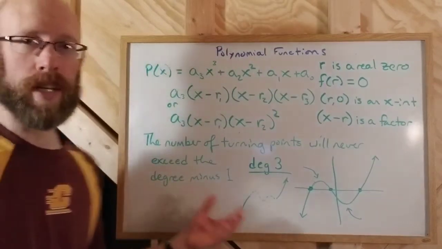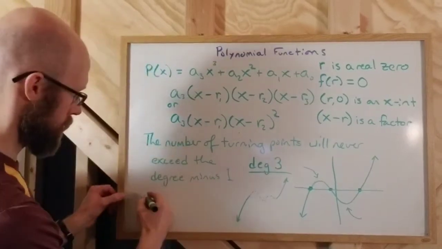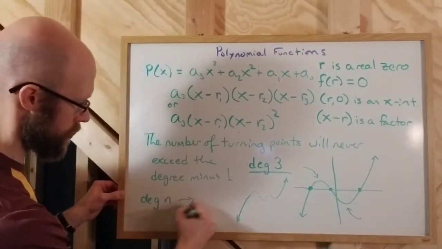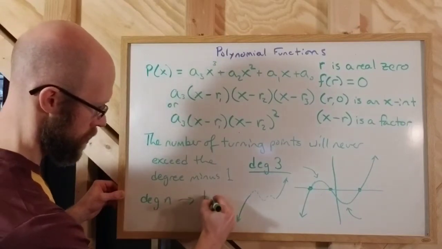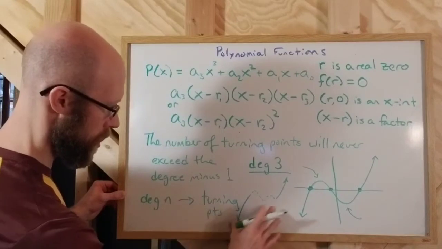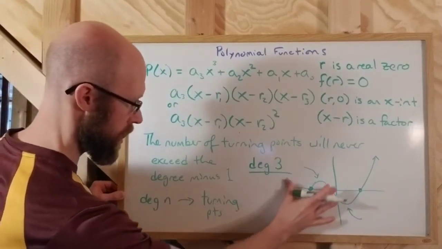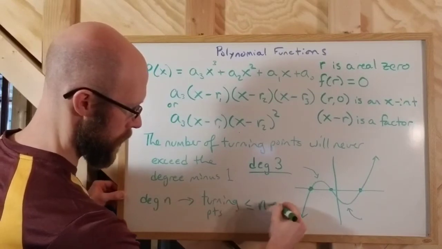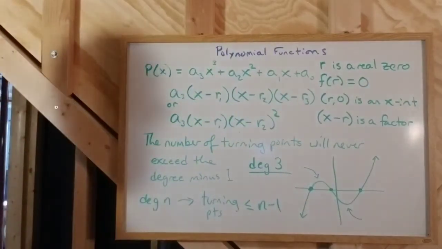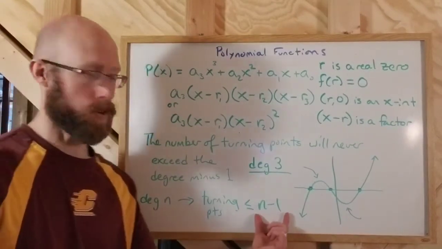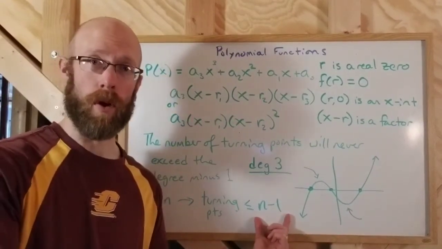Okay, so if your degree is n, if you have an n degree, then the turning points would not exceed, they'd have to be less than or equal to n minus 1. So if you have a degree 5, for instance, the number of turning points could not exceed 4.